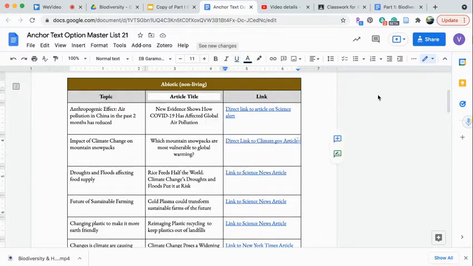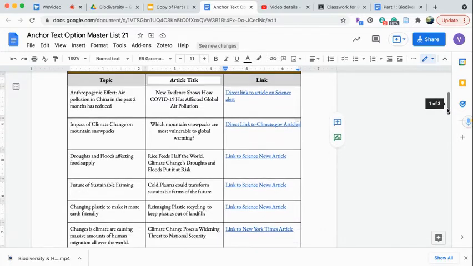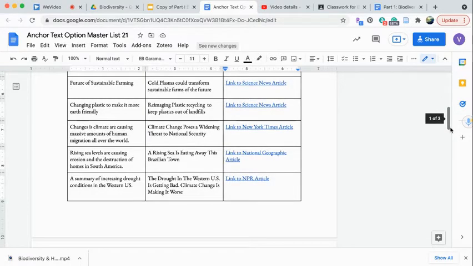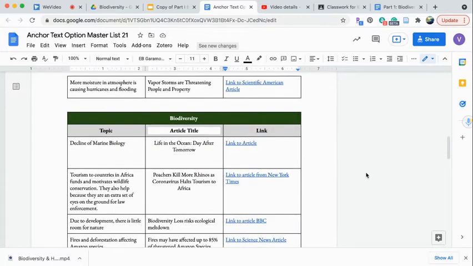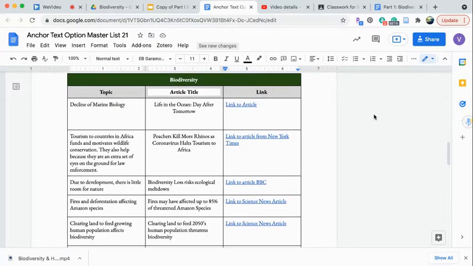So let's pick one that we want to take a look at. Because we're just looking for three different articles. We're not reading them all the way. We're just skimming them to find a problem. So we can look at some about biodiversity. Let's take a look at this one.